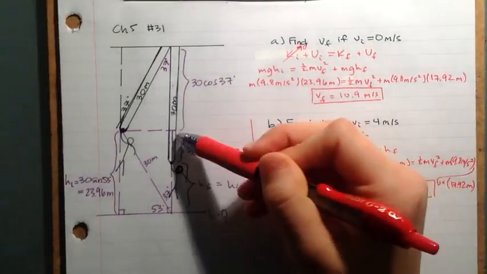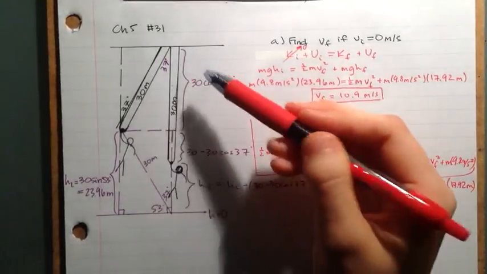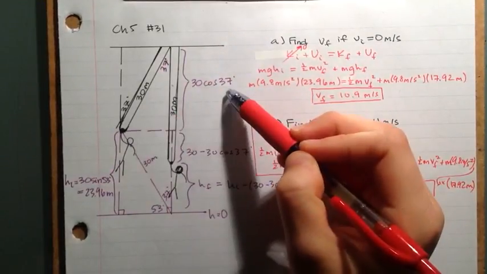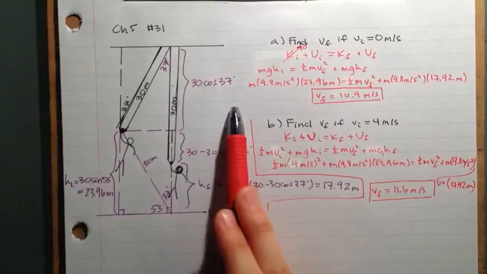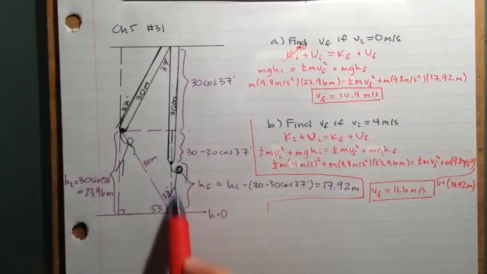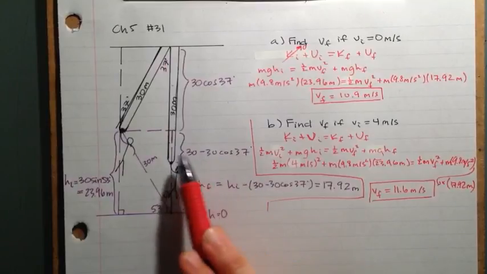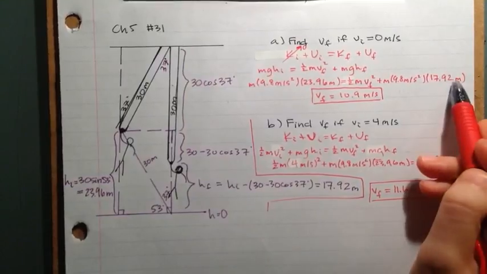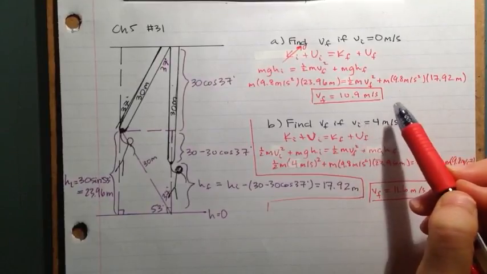And then to find height final, which is this, we first find this height, in which we'll do 30 cosine 37, and then to find this little bit here, it's going to be 30 minus 30 cosine 37, and then to find the height final, it's going to be this height initial minus 30 minus 30 cosine 37, which is this right here. And then if we calculate that, we'll get 17.92 meters and plug that in here. And then when we solve for velocity final, we're going to get 10.9 meters per second.